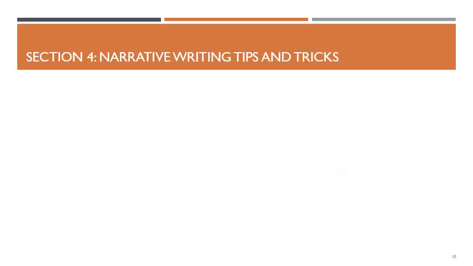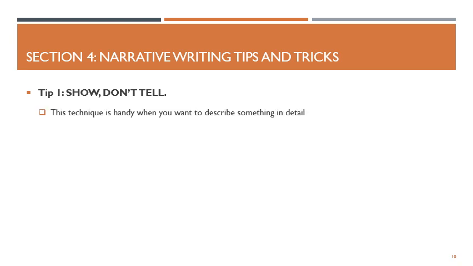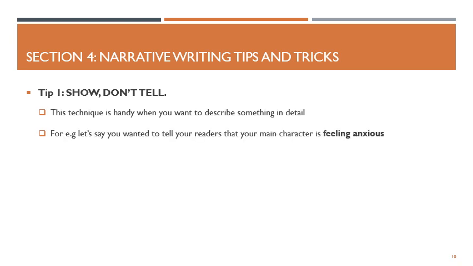All right. Okay, section 4, narrative writing tips and tricks. Now, this section will be a bit longer, but I hope this will help you in writing your narrative, okay? So tip number 1 is show, don't tell. Okay, so this will help you be a little bit more creative. This technique is handy when you want to describe something in detail. So for example, let's say you wanted to tell your readers that your main character is feeling anxious.